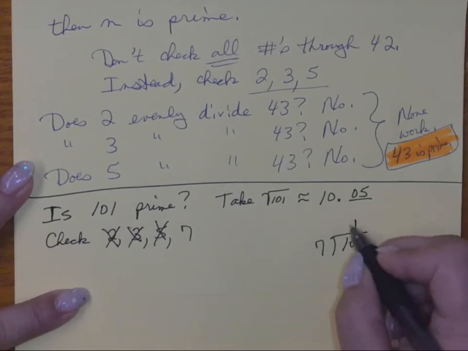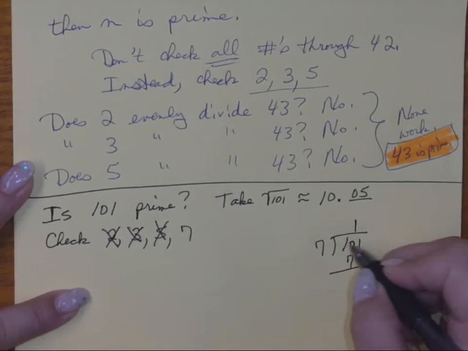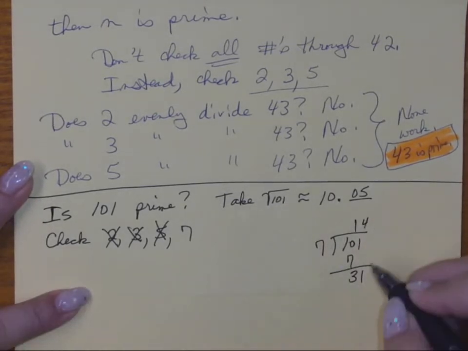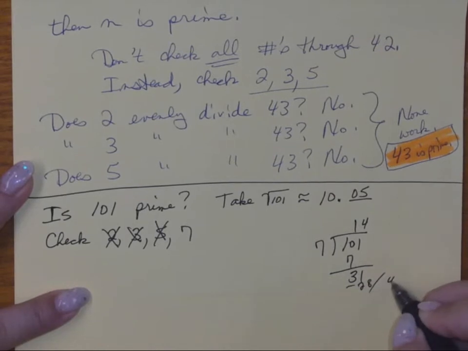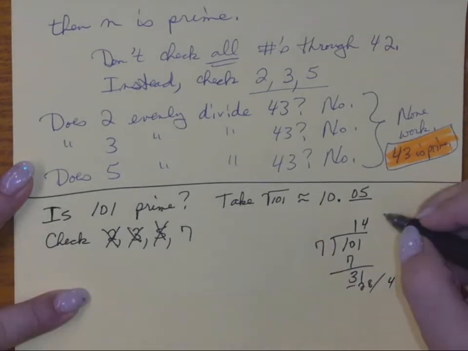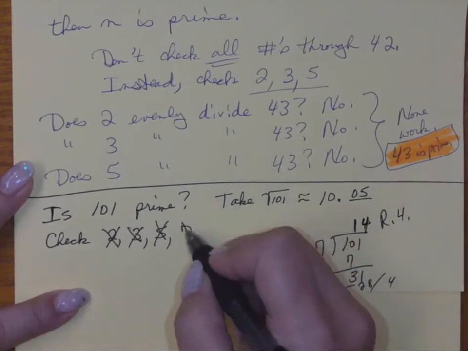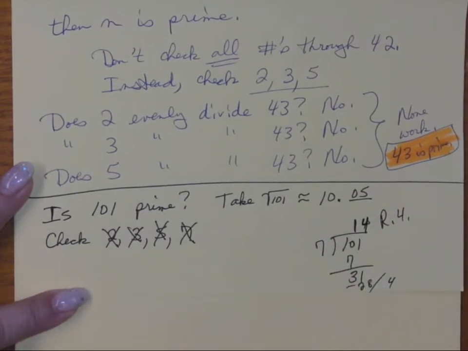So let's just check it real quickly. Hopefully you've done it by now. I gave you a little time. So we know that 7 goes into 31 4 times. That's 28. With a remainder of 4. So does 7 go into 101? No. So you can check all the other stuff if you want to.